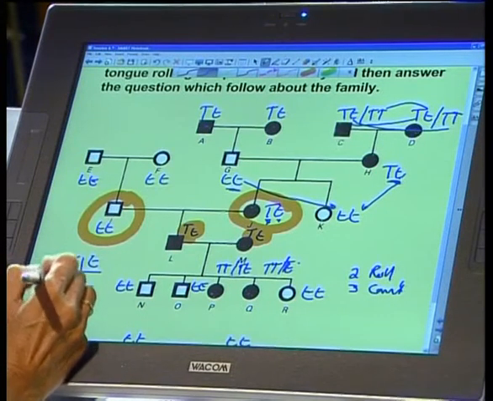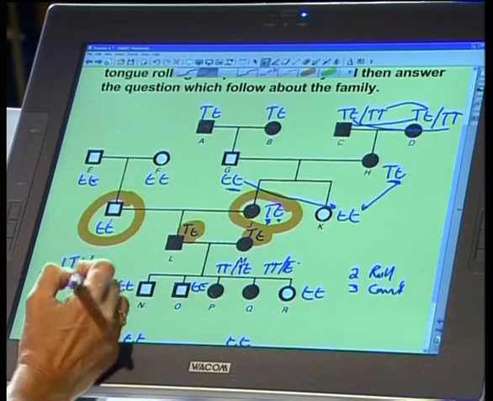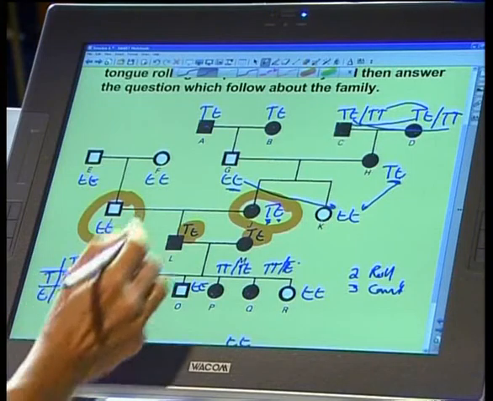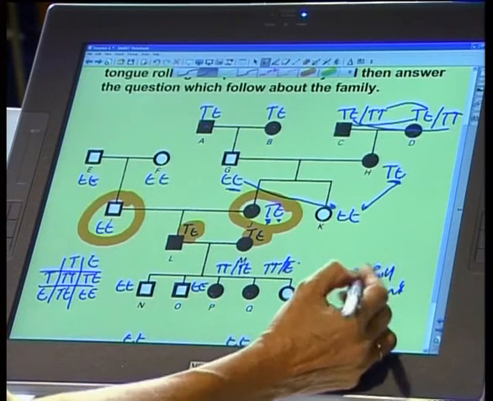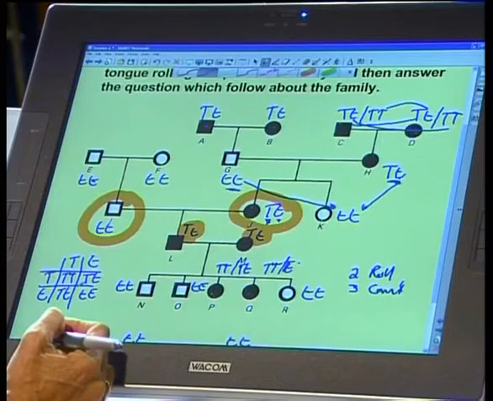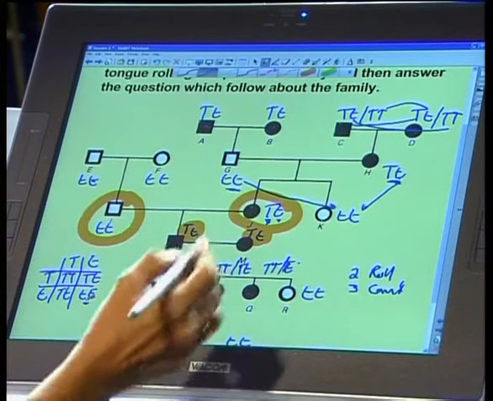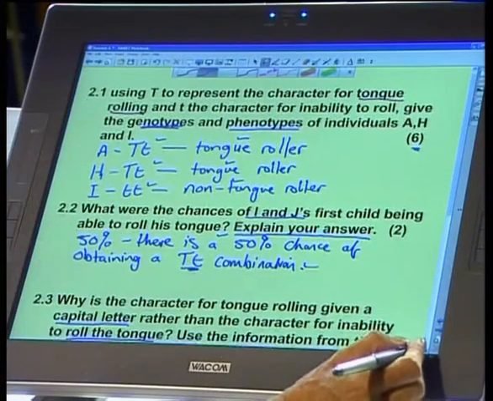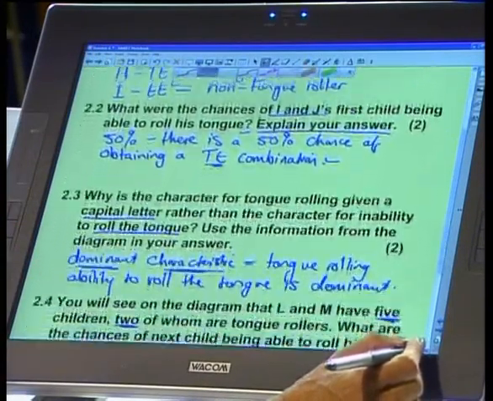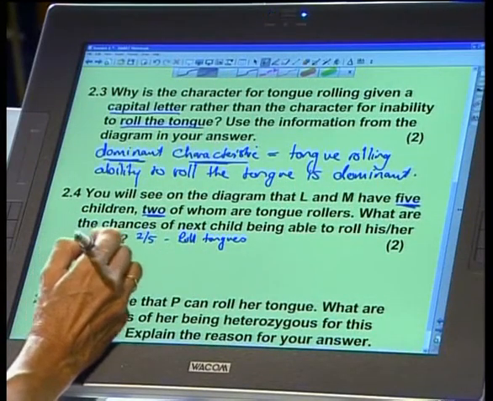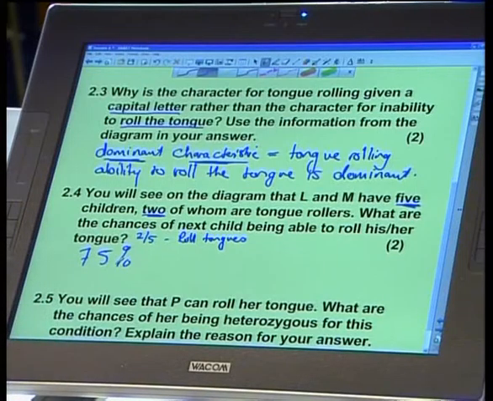We say the 2 parents are heterozygous and heterozygous. So capital T capital T, capital T small t, capital T small t, and small t small t. So what are the chances that they're going to produce children that can roll their tongues? It'll be 75%. What are the chances that they'll produce a child that can't roll their tongue? 25%. So the answer to our question 2.4, what are the chances that the next child can roll their tongue? It will be 75%.